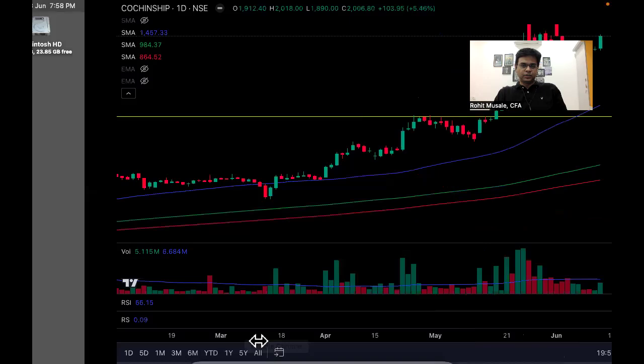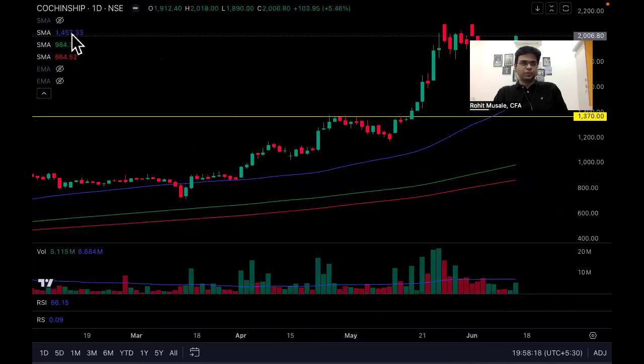So I lost around 1.5% in a company called Cochin Shipyard. Let me show you that trade. Same process I have followed for other trades. So here is the chart of Cochin Shipyard.